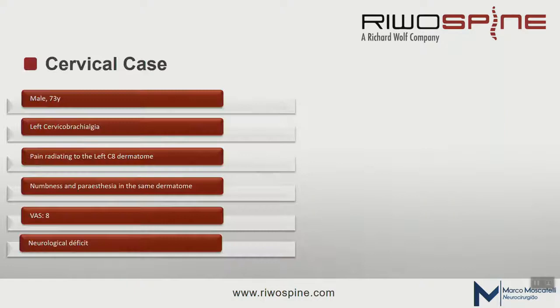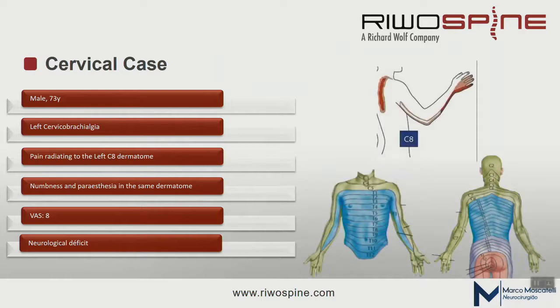Now I will present our last case. The patient is a male, 73 years old, presenting cervical brachialgia with radiating pain in the left C8 dermatome, presenting important paresthesias with VAS 8 and mild grade 4 neurological deficit. This is the C8 dermatome.